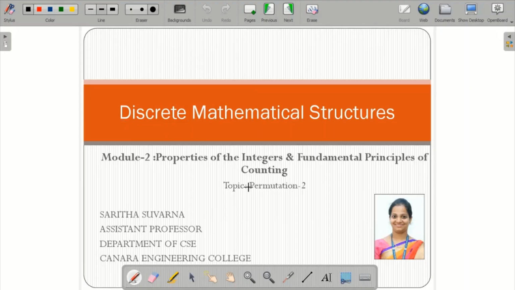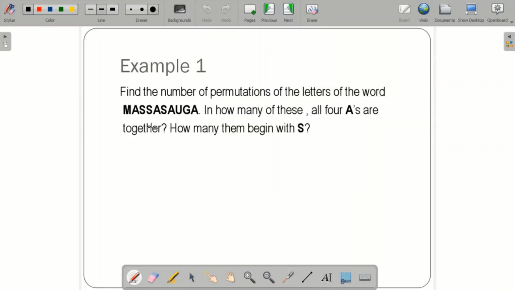Next we have permutation 2. This is nothing but the continuation of session 1 of permutation 1. There we saw the basic set of problems. Here we'll be seeing the second type of problems under permutation 2. So let us go directly to the example.